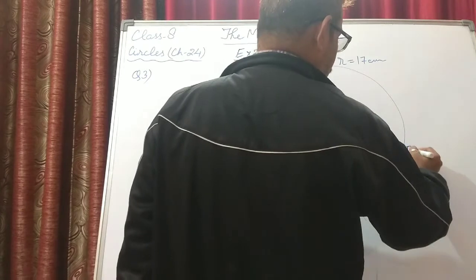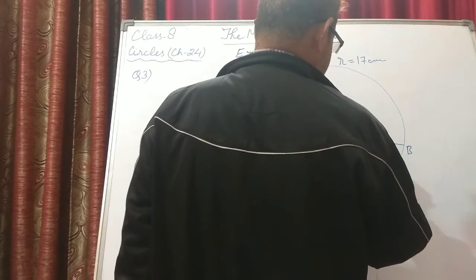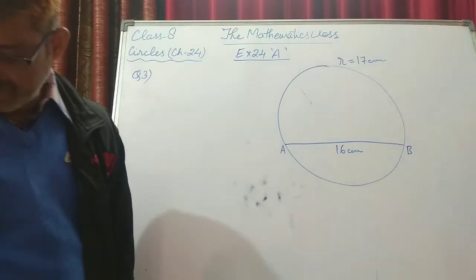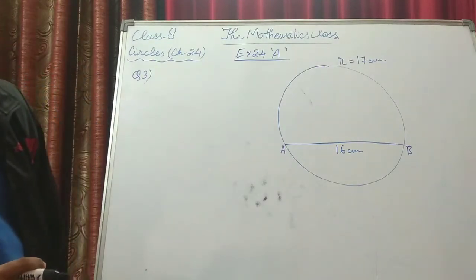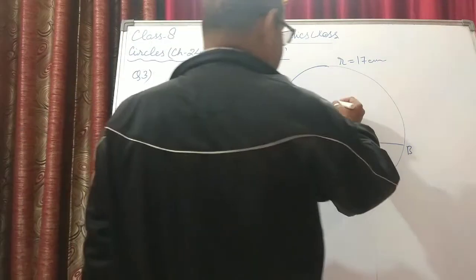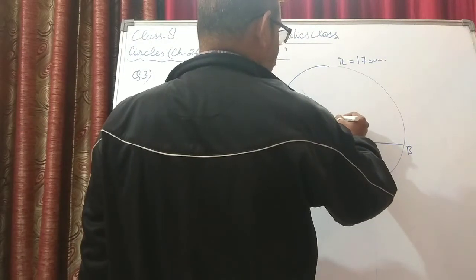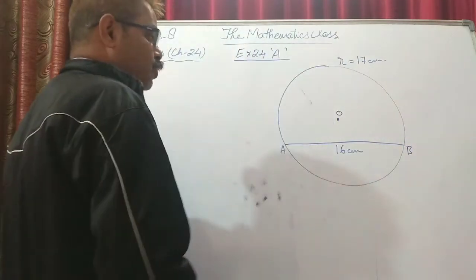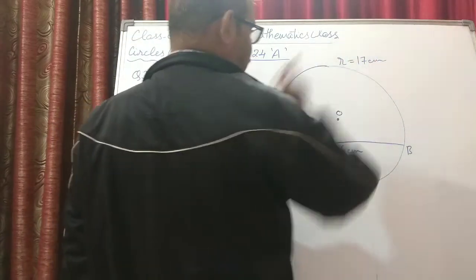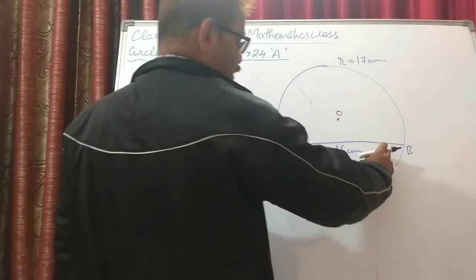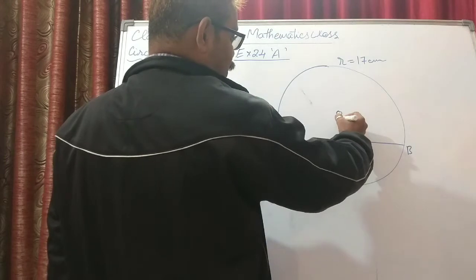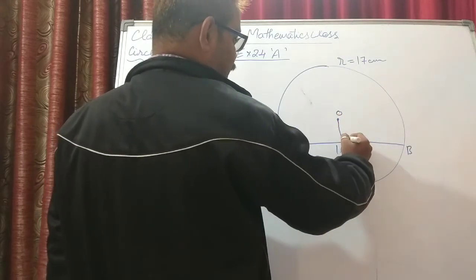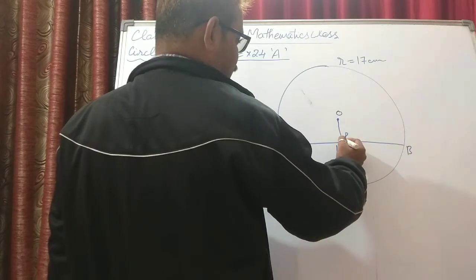Means AB is a chord and its length is 16 centimeters. Find the distance of the chord from the center. So you have to find the distance of the chord from the center. This center I am taking as O. Radius of the circle is 17 centimeter. Length of the chord is 16 centimeter. So what we will do, we will draw a perpendicular from O to AB. Let us name it as point P and this is 90 degrees.